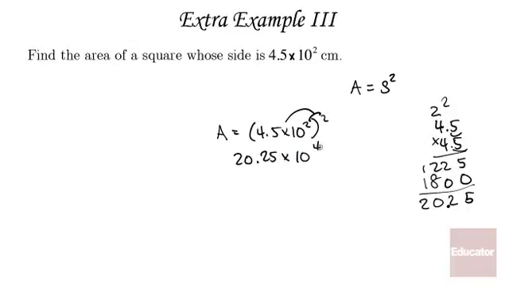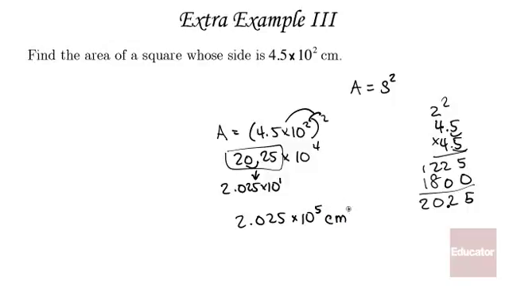But wait a minute, we need to make sure that our decimal is after the first number. So this would translate into 2.025 times 10. Well, you have a little imaginary 1 here, so now let's go ahead and add the exponents. 2.025 times 10 to the 5th. And remember that we're looking for area, so this is going to be centimeters squared.